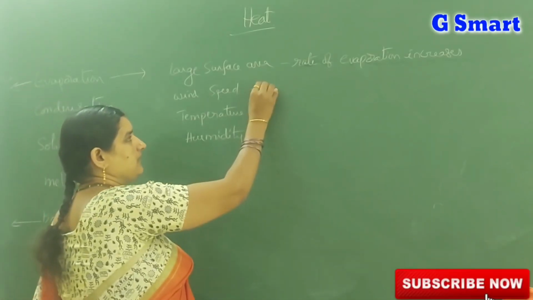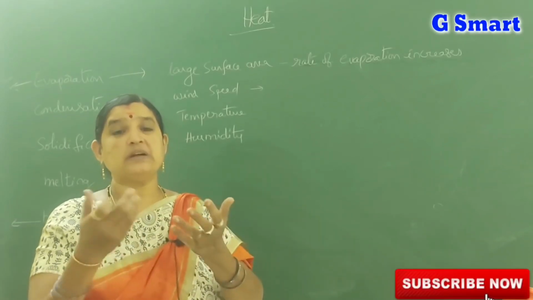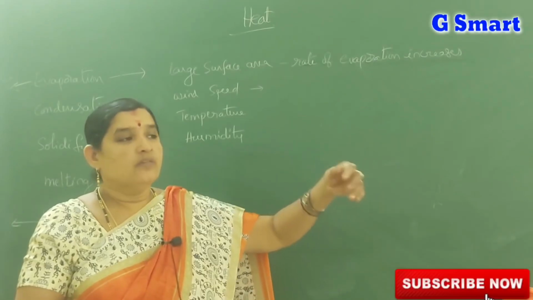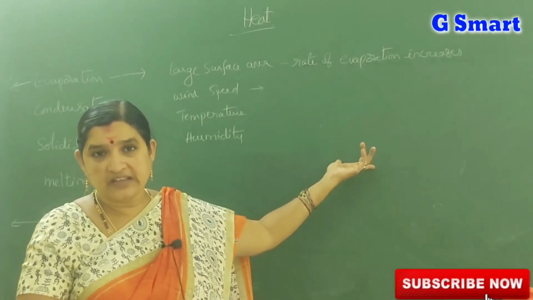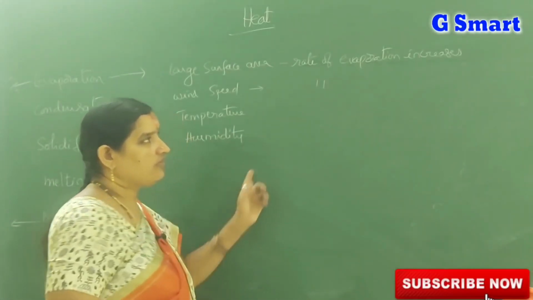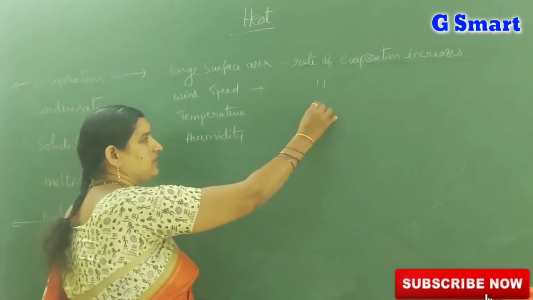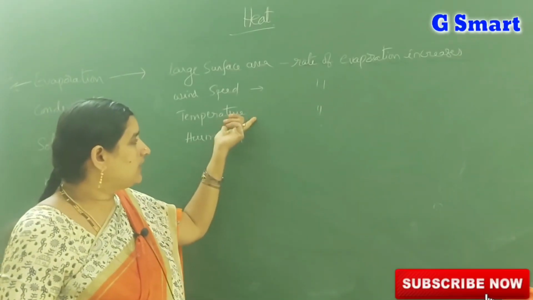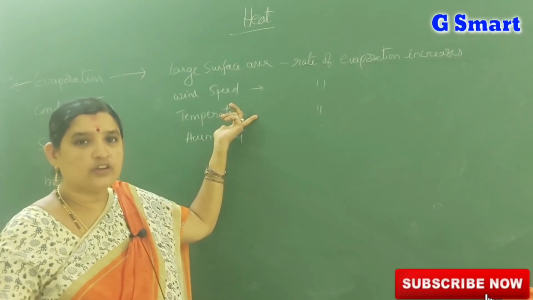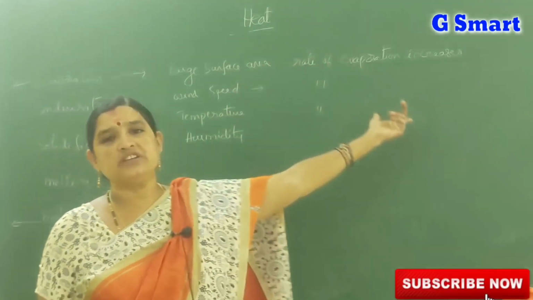Next, let us see wind speed. We all know that our clothes become dry when there is a lot of wind. When wind blows more, the wet clothes become dry fast. So wind speed also increases the rate of evaporation. Rate of evaporation increases with wind speed. Temperature. Wet clothes become dry on a sunny day rather than a rainy day. On a sunny day, wet clothes become dry because the temperature is more. So if the temperature is more, the rate of evaporation also increases.